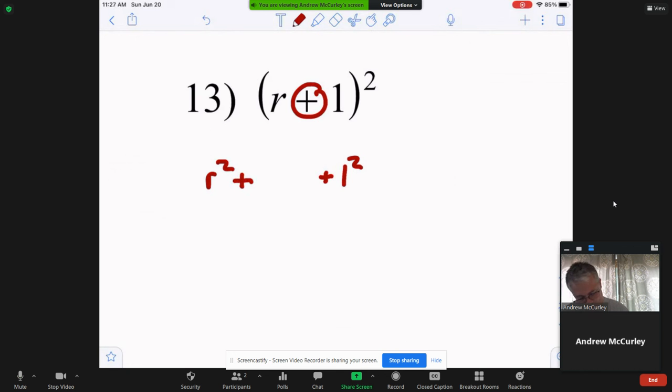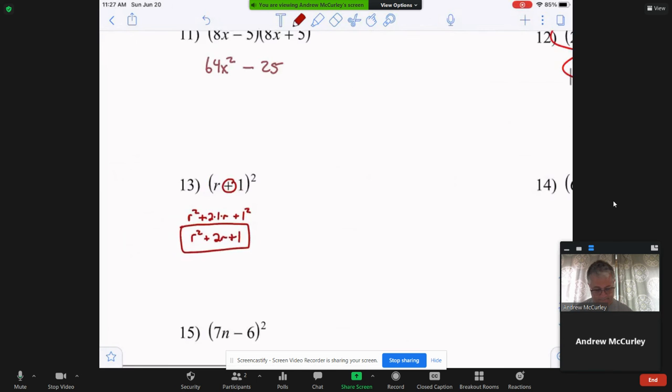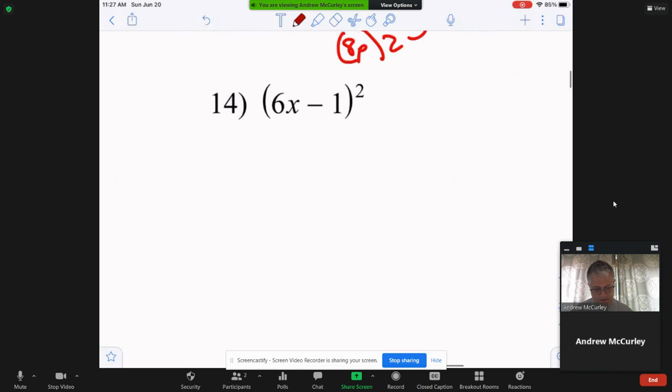I'm going to take 1 times r, and I'm going to double it. So it's going to be 2 times 1 times r, so r squared plus 2r plus 1. That's what you're going to do every time. That's the pattern. Wasn't that a whole lot easier? If you can see the pattern, that's math, by the way. All math is patterns.